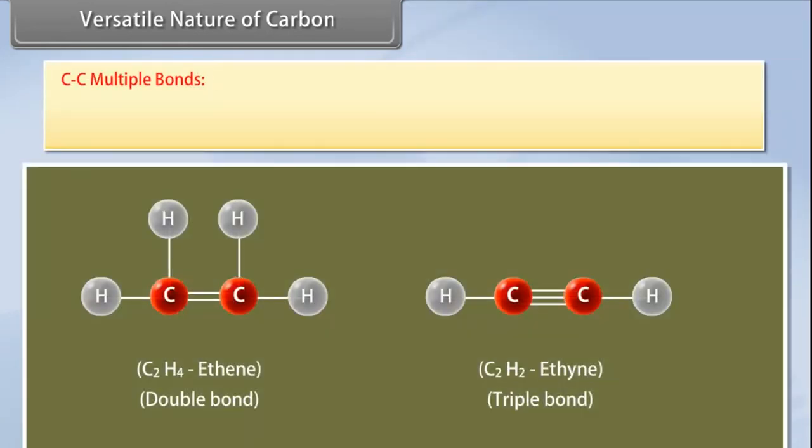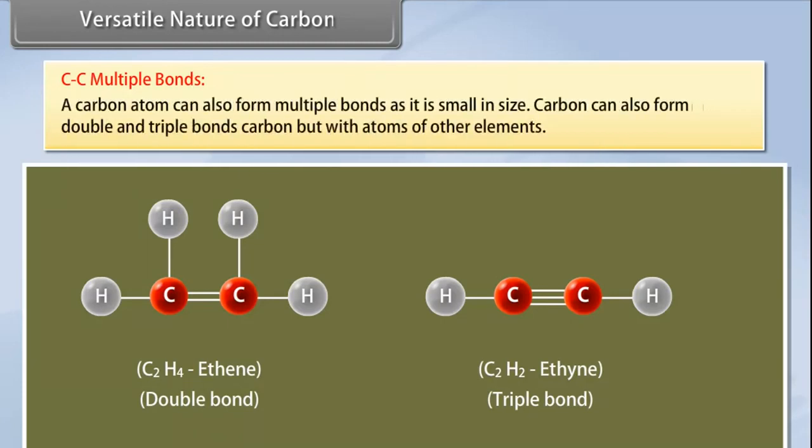Carbon atoms can also form stable bonds with other atoms. Carbon-carbon multiple bonds. A carbon atom can also form multiple bonds as it is small in size. Double and triple bonds can also be formed with not only carbon, but with atoms of other elements like oxygen, nitrogen, and so on. These multiple bonds provide a variety in the carbon compounds.